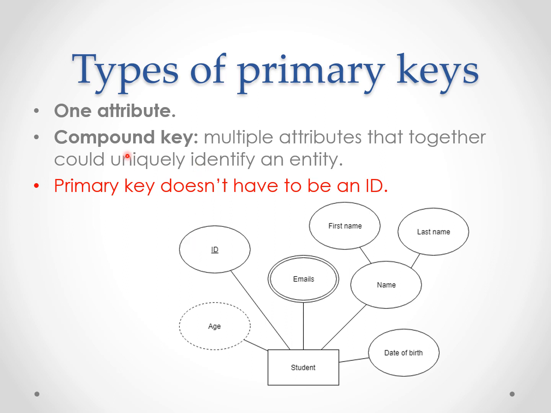Okay, so primary keys have different types. The first one is that it might be one attribute, and the second one, it might be multiple attributes together that uniquely identify an entity. For example, I might take your ID and email together. However, in this case, one attribute is enough, because ID is already a primary key, so no need to make it a compound key. We make a compound key when we can't find any single column that can uniquely identify each single instance inside this table, or each single row, or each single student.